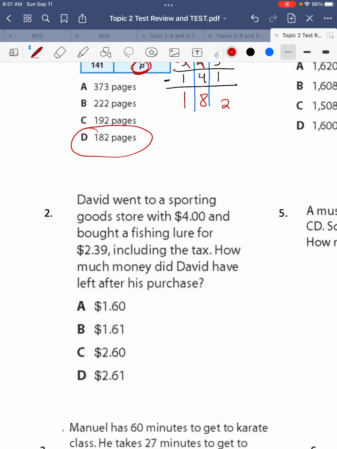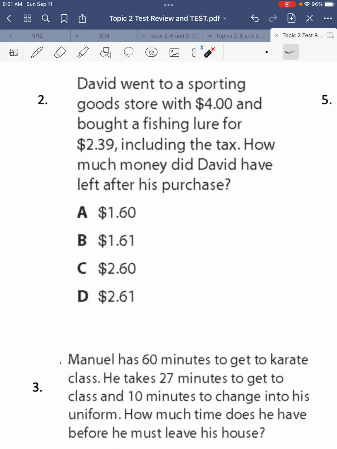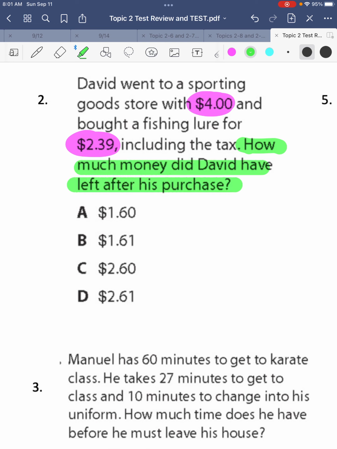Okay. Number 2, it says David went to a shopping goods store with $4 and bought a fishing lure for $2.39, including the tax. How much money did David have left after his purchase? So again, we're going to do cubes. Circle my important numbers, or my important decimals. $4, $2.39, and then I'm going to underline my question. How much money did David have left after his purchase?